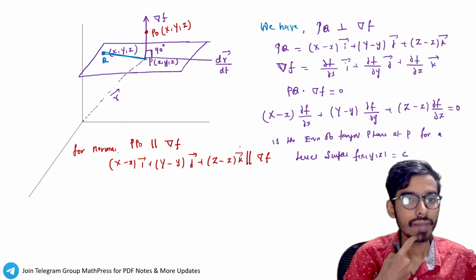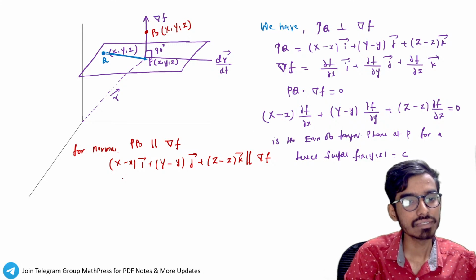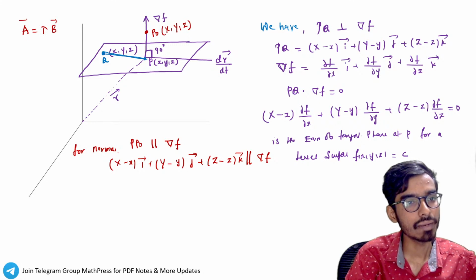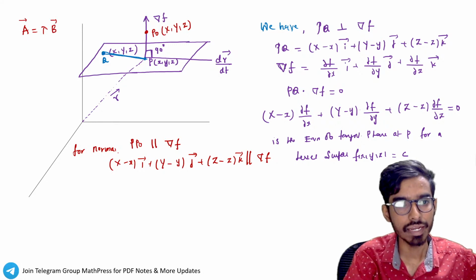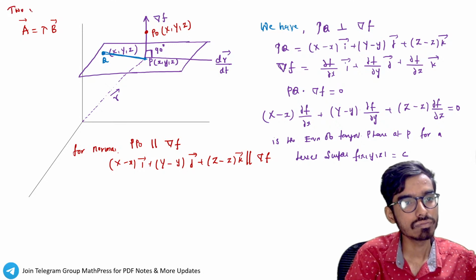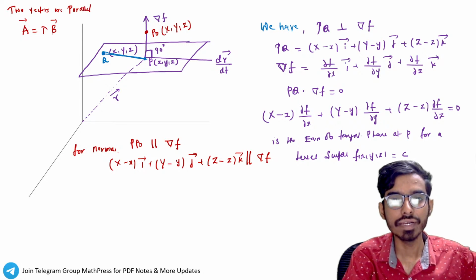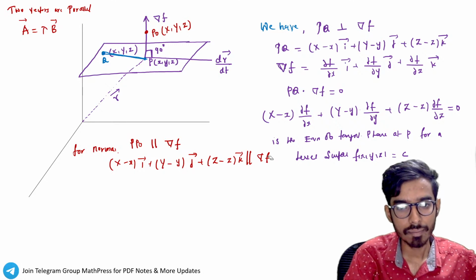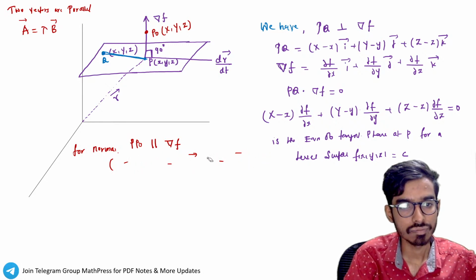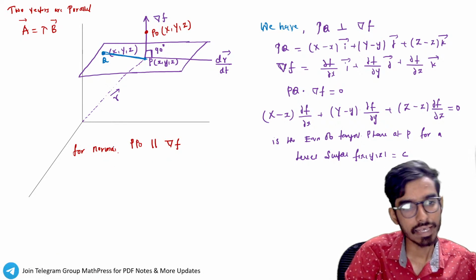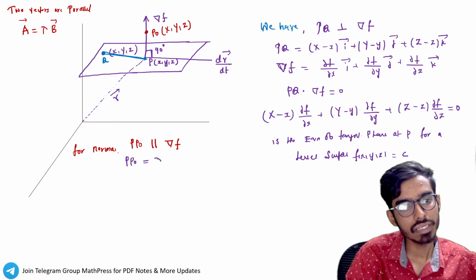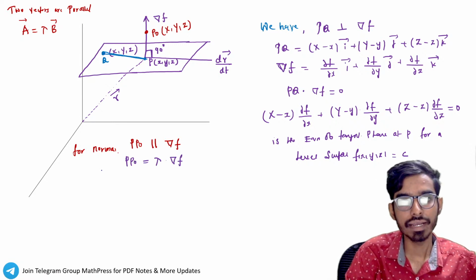Now two vectors are parallel if a vector can be written as some lambda times b vector, right? These are very standard formulas. Two vectors are parallel if a vector is equal to lambda times b vector. Now these two vectors are parallel. That means I can write P naught is equal to some lambda times gradient of f.